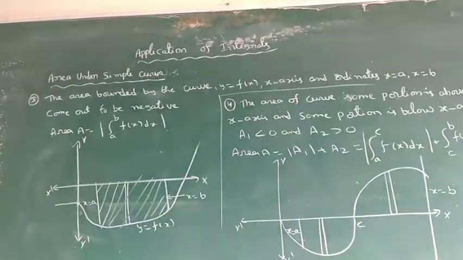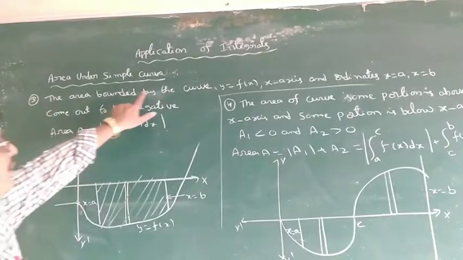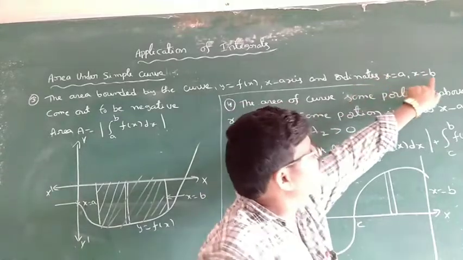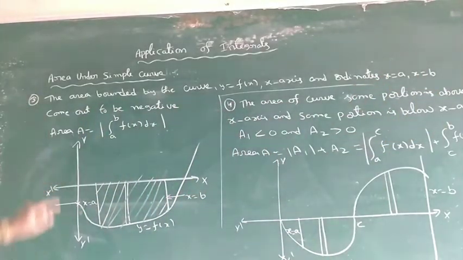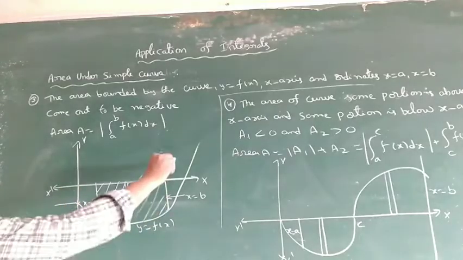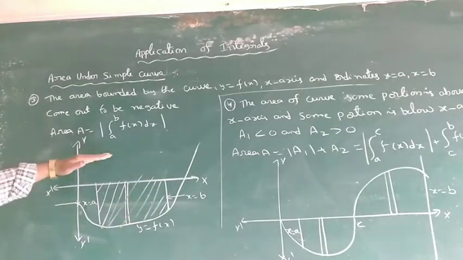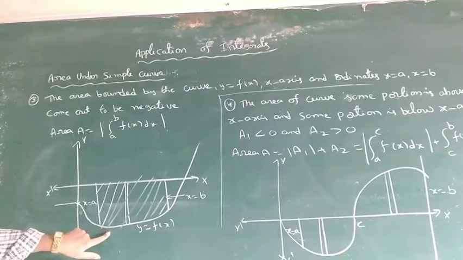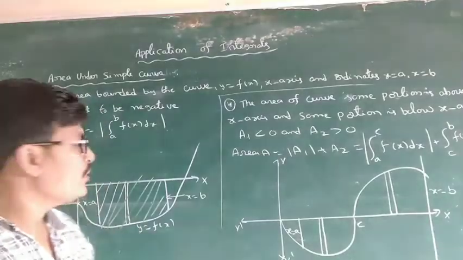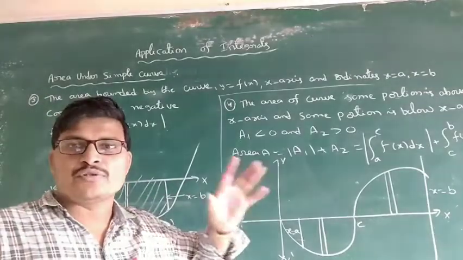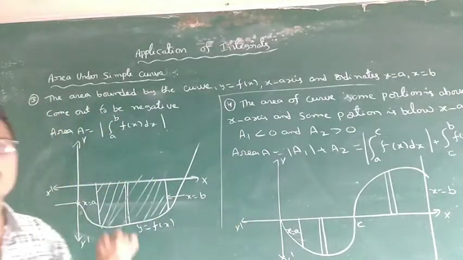Next one, the third one. The area bounded by the curve y is equal to f of x, the x-axis, and the ordinates x is equal to a, x is equal to b, comes out to be negative. Why negative? This is the downside, and downside means the negative y-axis. Area, length, and perimeter are always positive.